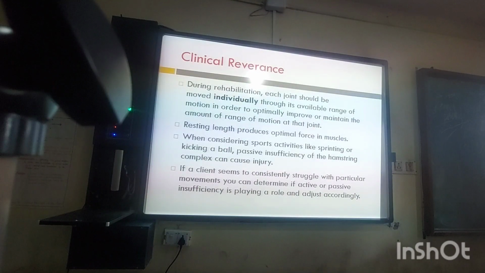Now, this is important. Clinical reference. During rehabilitation, each joint should be moved individually through its available range of motion in order to optimally improve or maintain the amount of range of motion at that joint. Whenever we ask you to write the range of motion, we ask you to write it as shoulder flexion, shoulder abduction, shoulder extension, internal external rotation.